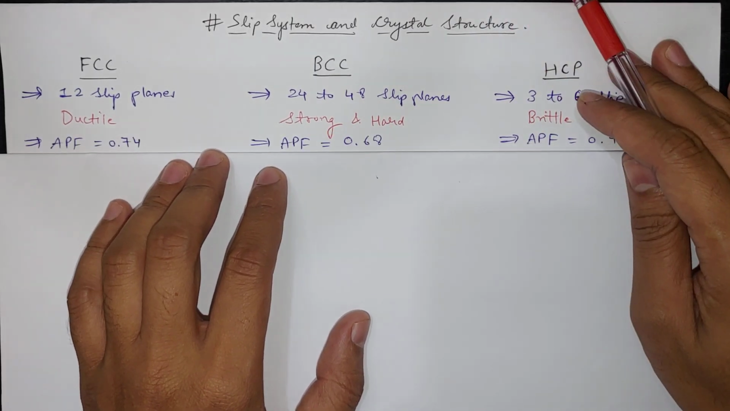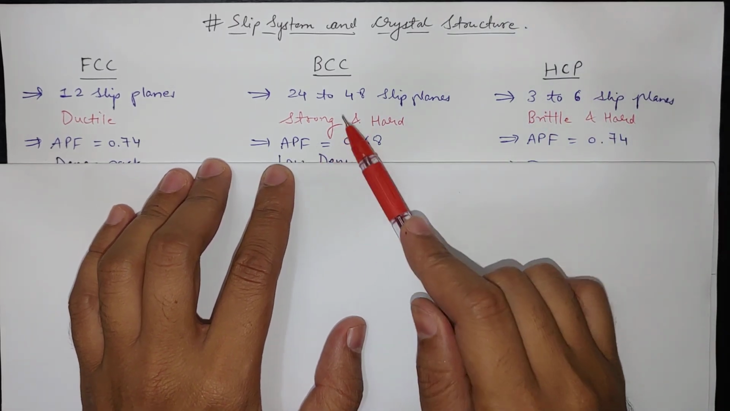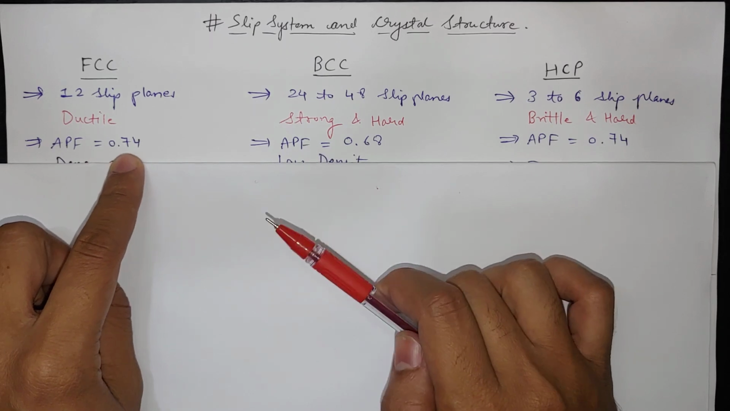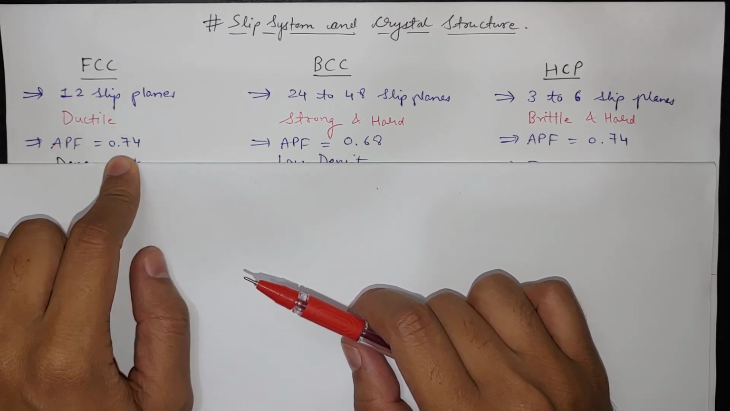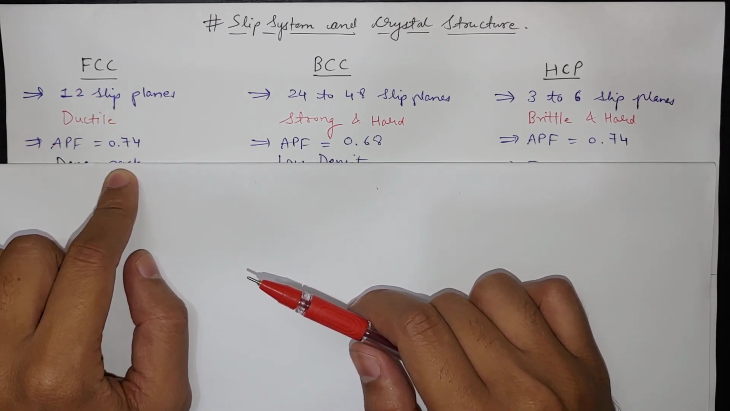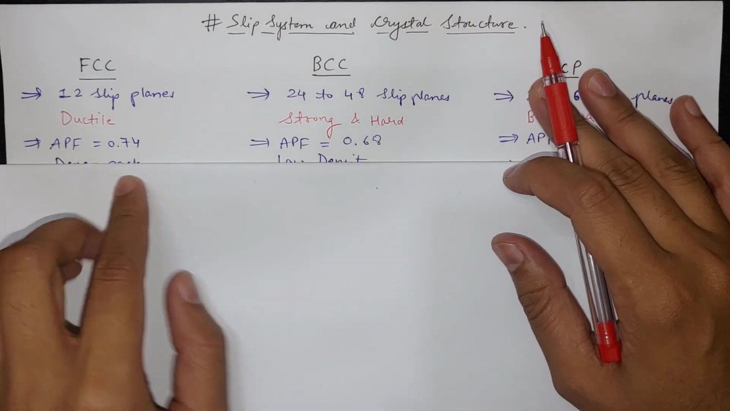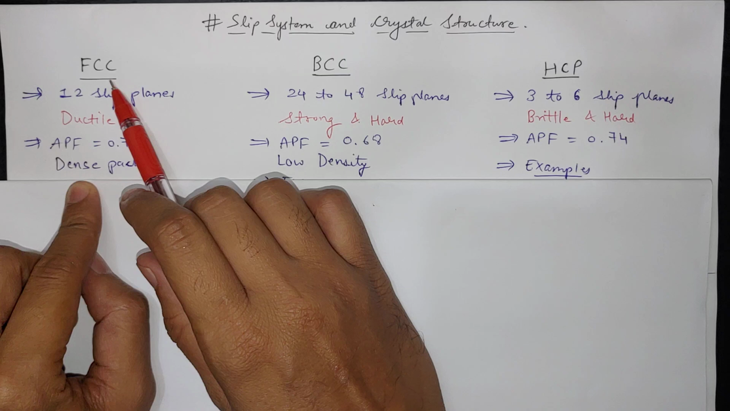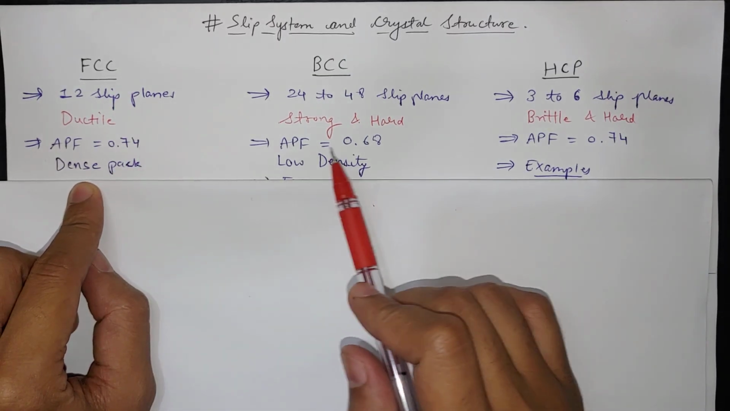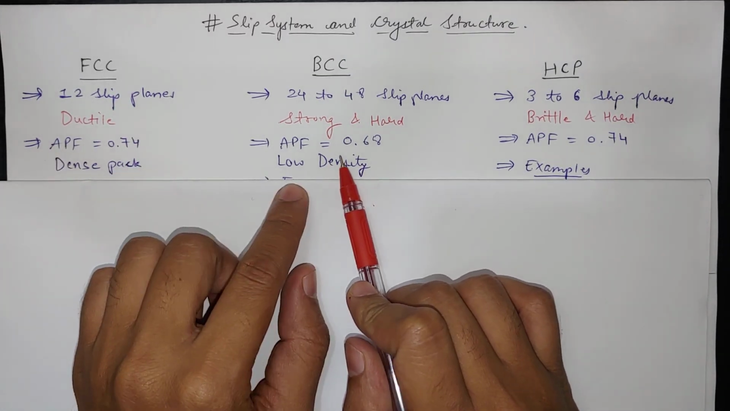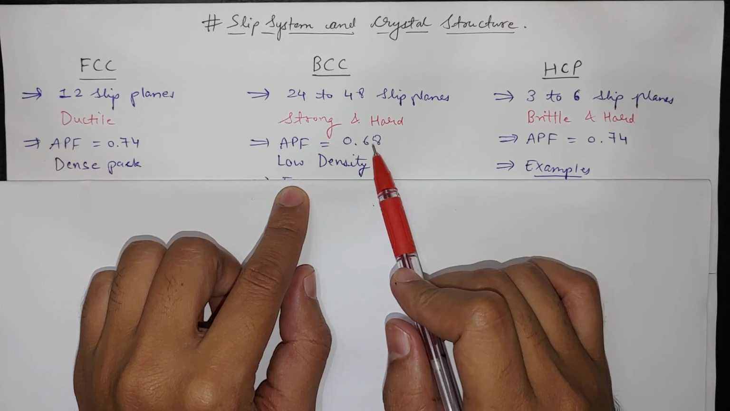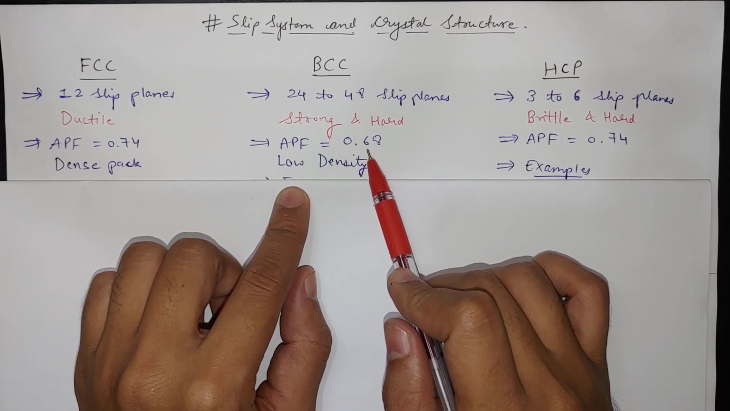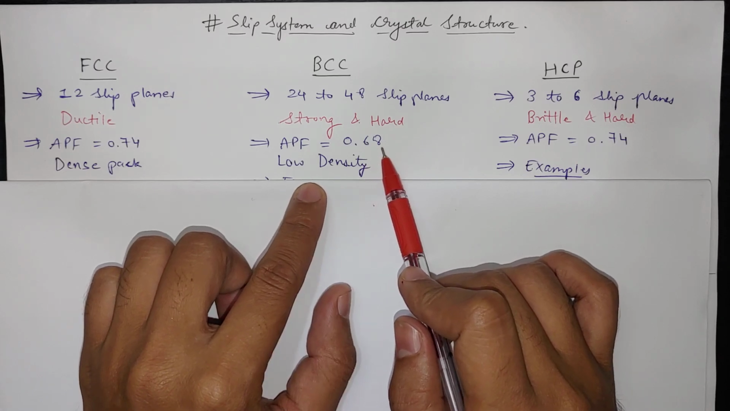the atomic packing factor of BCC is 0.68, which is lesser than the atomic packing factor of FCC structure, which is 0.74. So what happens is there is a density difference. The FCC unit cell is more densely packed than BCC structure because BCC has more voids in a unit cell. 68% is occupied by the atoms and the rest of the space is empty.